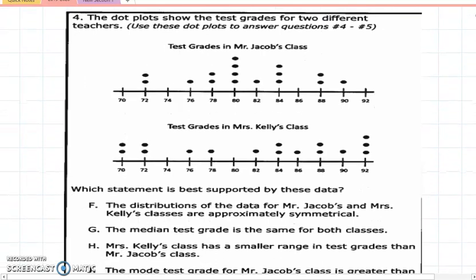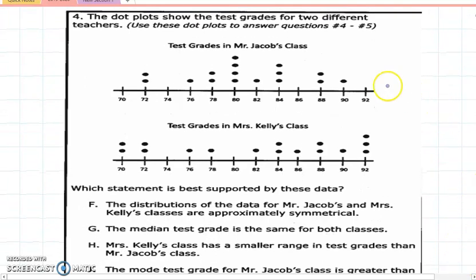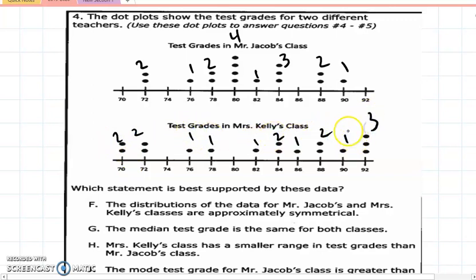Number 4. It says the dot plot shows the test grades for 2 different teachers. The first thing I will do here is put a number on top of each column. Now, one thing they can ask you here is, okay, are they symmetrical?